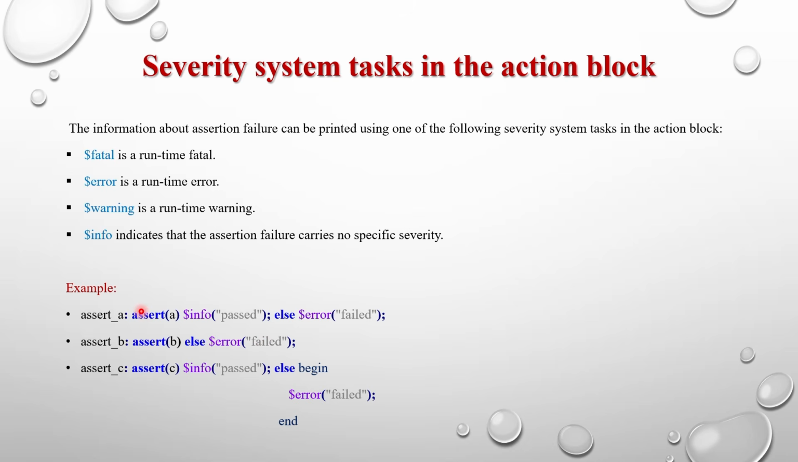Okay, so if the assertion passes, if this expression evaluates to true, then this statement will be executed, this info. So the statement associated with the success is the first statement and the statement associated with the failure is the second statement. Okay, so this is the pass statement and this is the fail statement. And in the second example, assert B else $error failed.